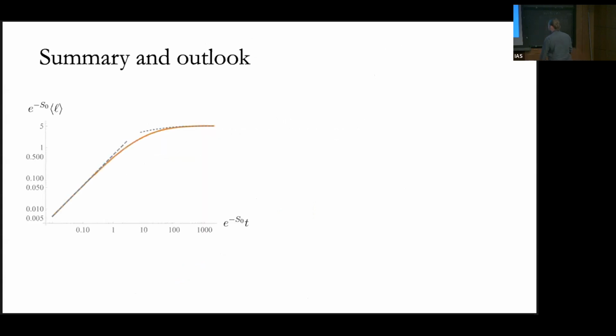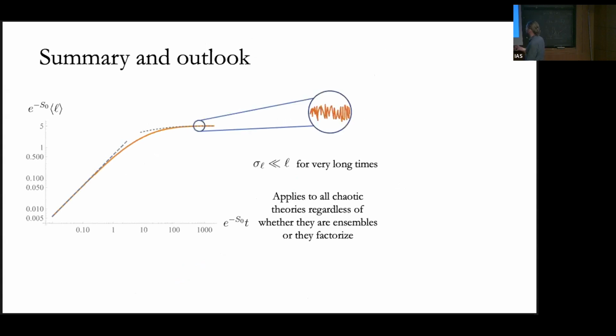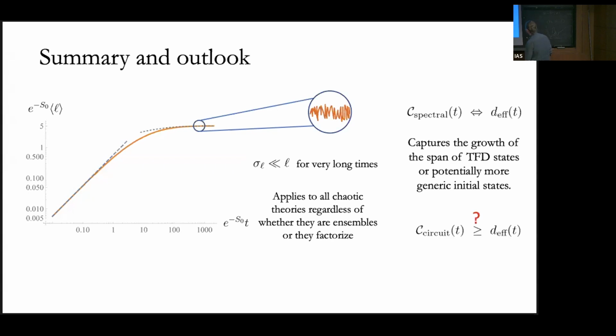To summarize, I've shown you that with a non-perturbative definition, the volume grows linearly with time up to times that are exponentially long in the entropy, and at an exponential value, it plateaus. The noise is very small, which means that if you plot this quantity in most chaotic theories, it will look precisely the same and will have very little noise. And it's insensitive to whether the theory factorizes or not, or whether we're considering an ensemble. And this spectral complexity determines this more information theoretic quantity that I called the effective dimension, which captures the growth of the span of thermal field double states or potentially more generic initial states.